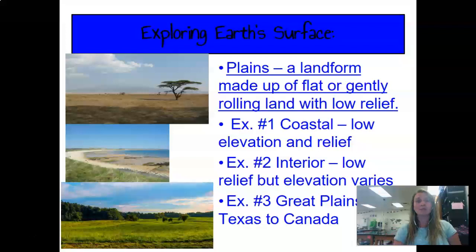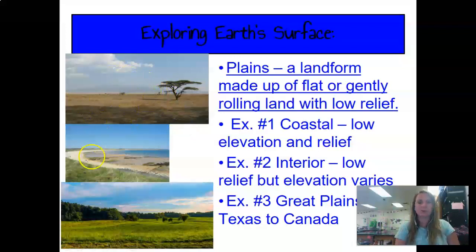Plains. So plains are another type of landform that you can take a look at. And as you can see, I've given 3 different ecosystems in which we can find plains. So we can see them in a desert or savanna type area, which is going to be, I should have put them in order, our interior, low relief, but elevations vary. You can see the mountains in the background. So this is a plain that is kind of landlocked just a little bit.